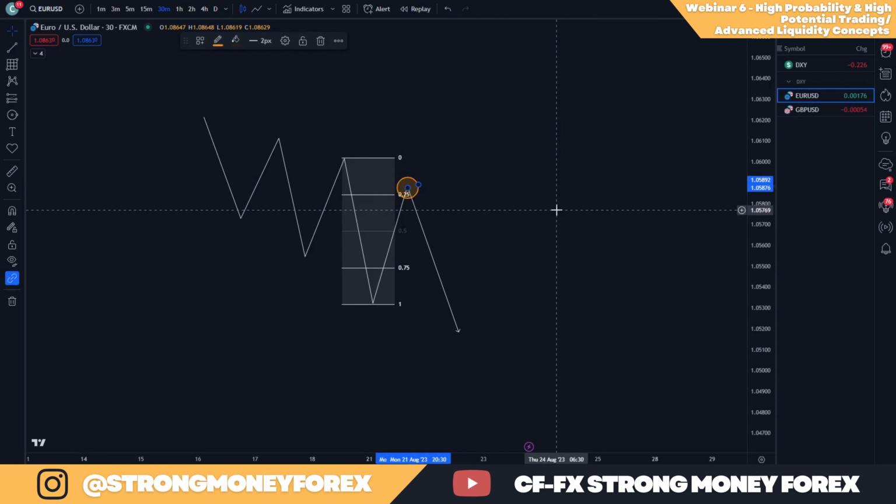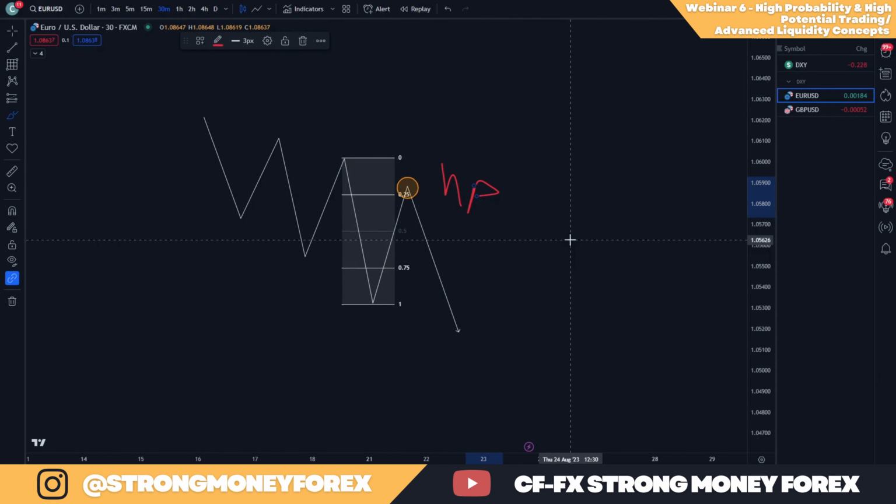Is that okay? So that is an area where it's more likely that we're going to get a sell opportunity from. Okay, that becomes high probability. That's a high probability trade.